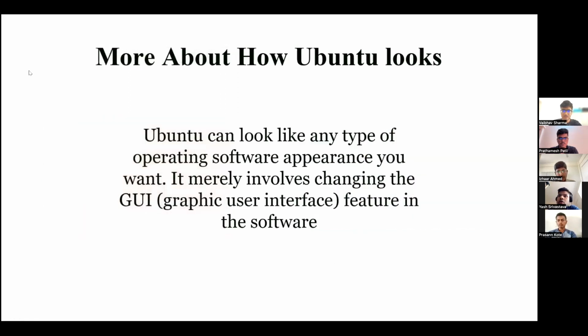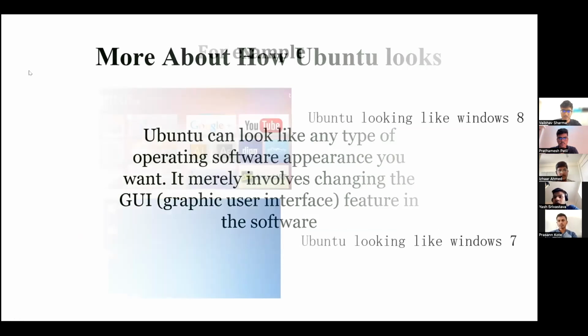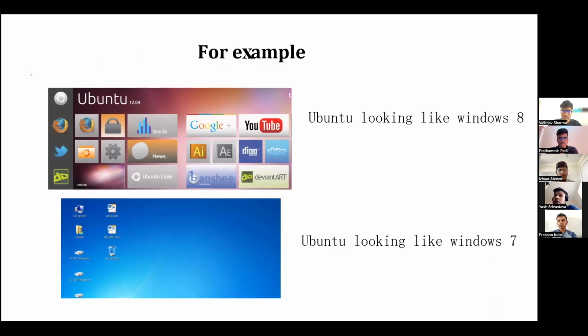More about Ubuntu. Ubuntu can look like any type of operating system by appearance. It merely involves changing the GUI feature in the software. For example, Ubuntu is looking like Windows 8 in the example, and Ubuntu can also look like Windows 7 and Mac or any other operating system.